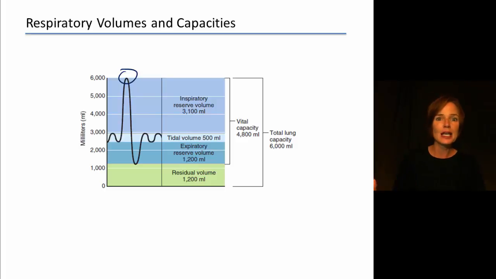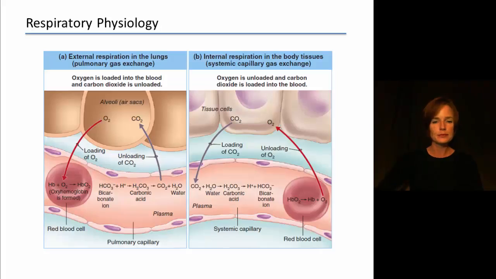Or when we exhale as much as we can out of there, there's still going to be some residual volume, some air that's left in. All of these together give us the total lung capacity.